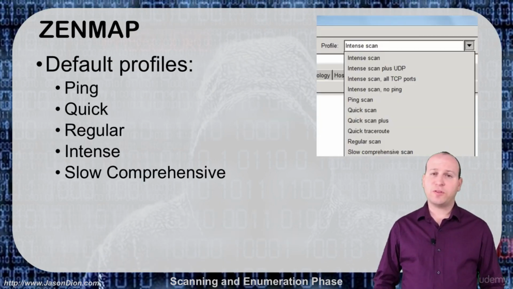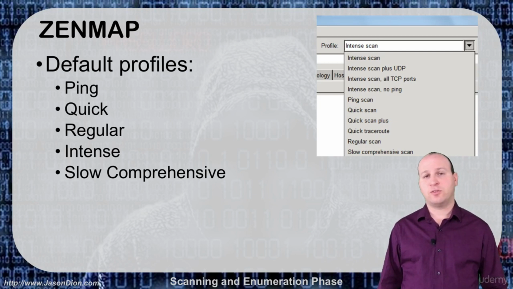So earlier I talked about the fact that we're going to use Zenmap, which is a graphical environment. And Zenmap has 5 basic default profiles. They are ping, quick, regular, intense, and slow comprehensive.